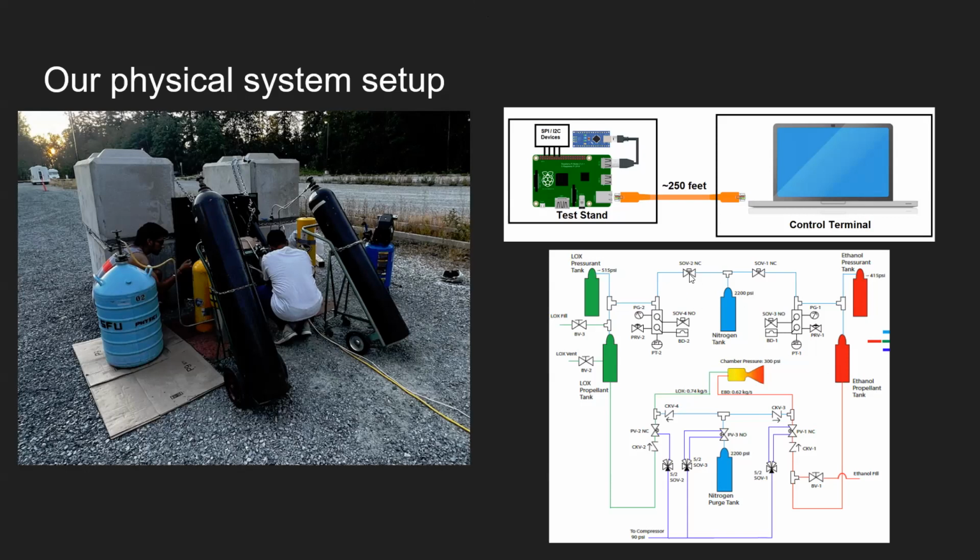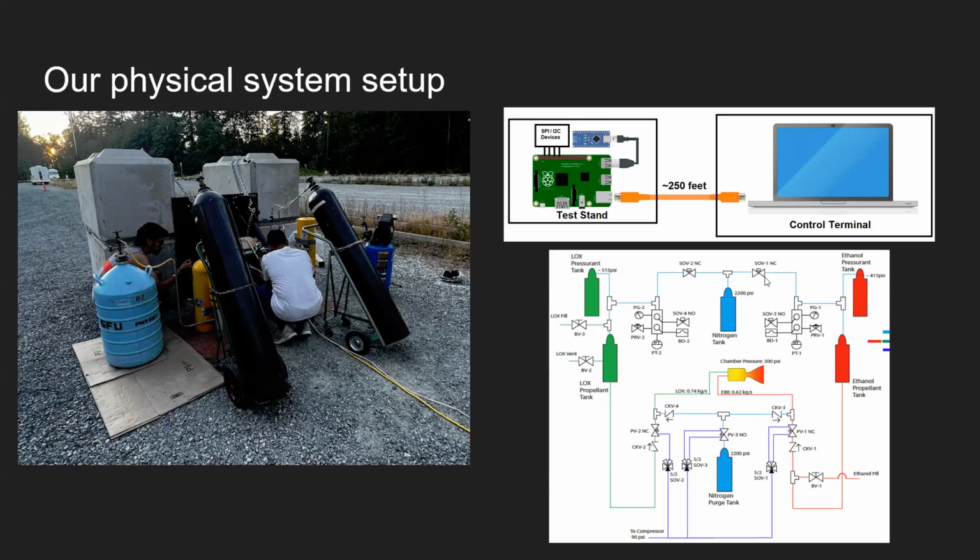And here we have SOV2 and 1. Those are the pressure lines. So when we open those, they pressurize the respective LOX and ethanol, and we'll need to open and close those at the right time to get the ethanol and LOX pressures right.